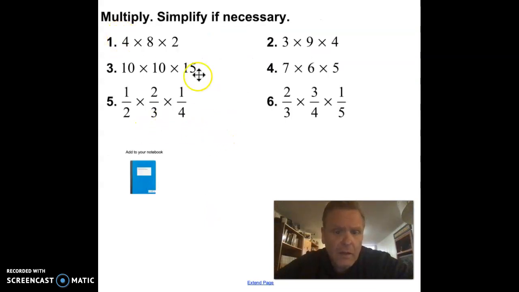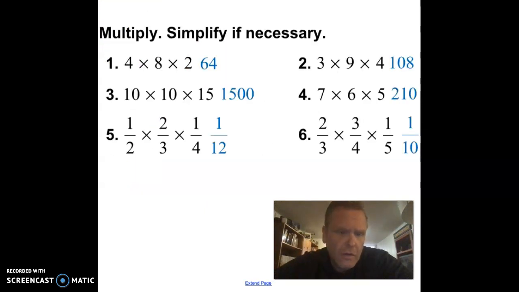All right. Okay, so here are your answers. So 64, 108, 1500, 210, 1/12 as we explored. And then this one has some same things where you could cross-reduce that 3. You can also cross-reduce the 2 and the 4. And then you don't have to reduce the fraction as much or at all when you are all done with it. Okay.